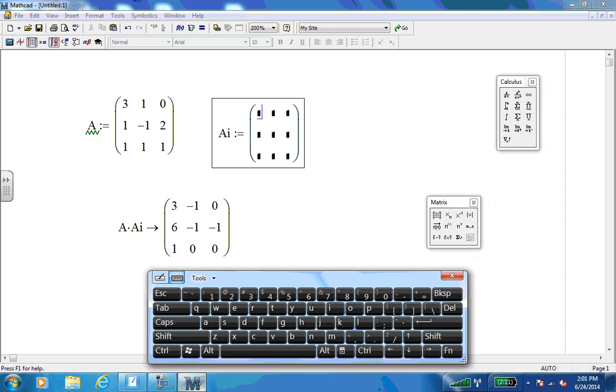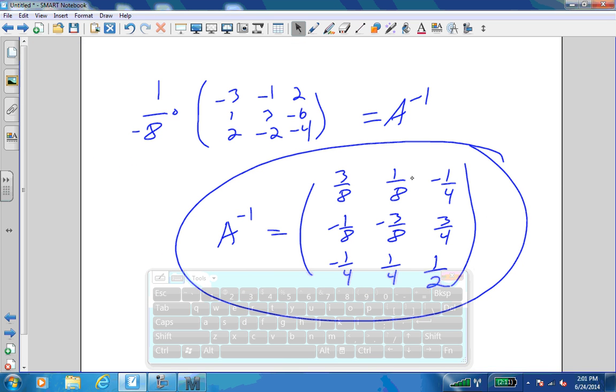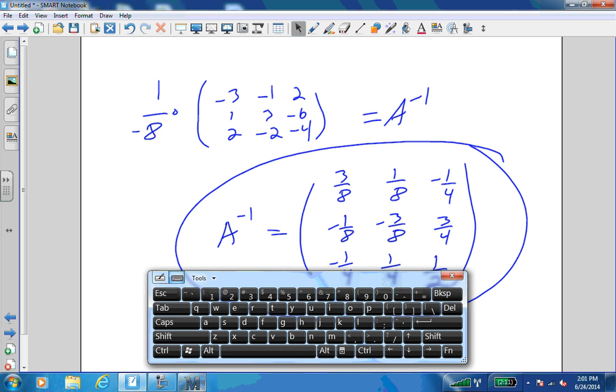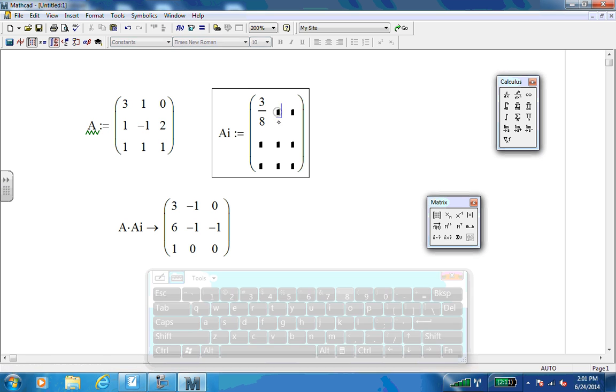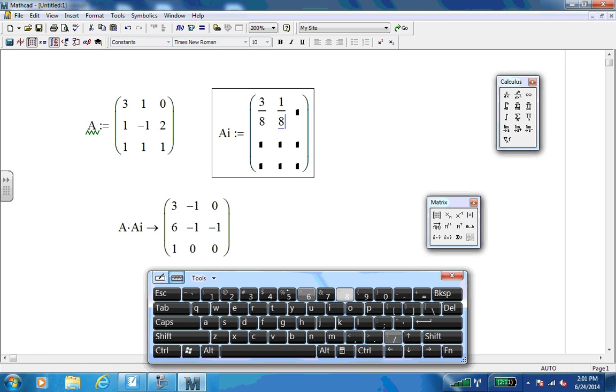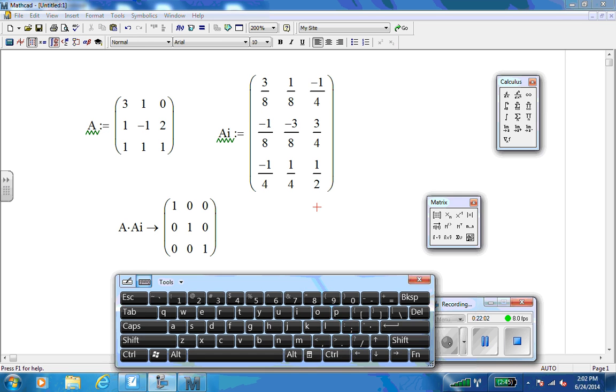So we calculated our inverse to be 3/8, 1/8, negative 1/4. 3/8, 1/8, negative 1/4. And I'll pause this while I type the rest of them in. No need for you to have to sit around and wait for this.